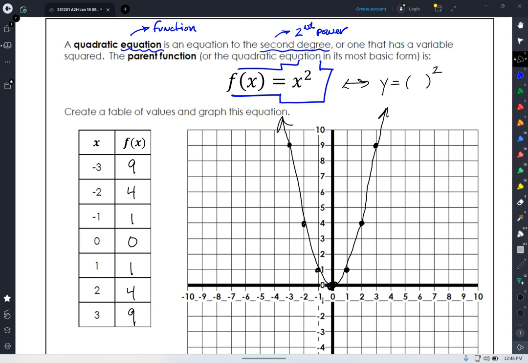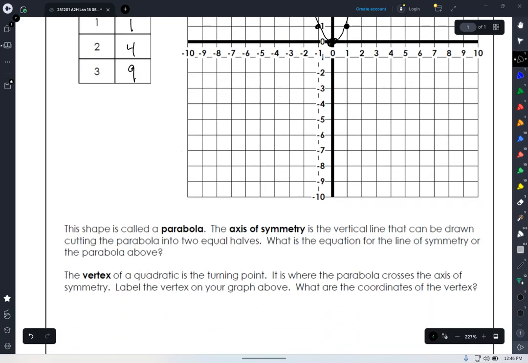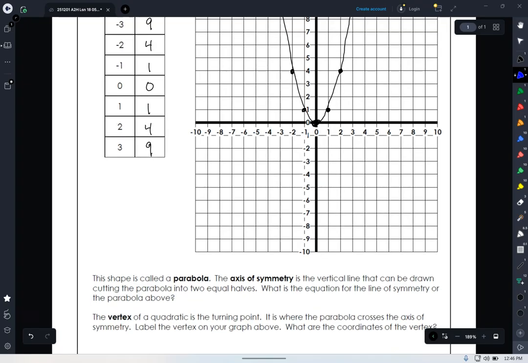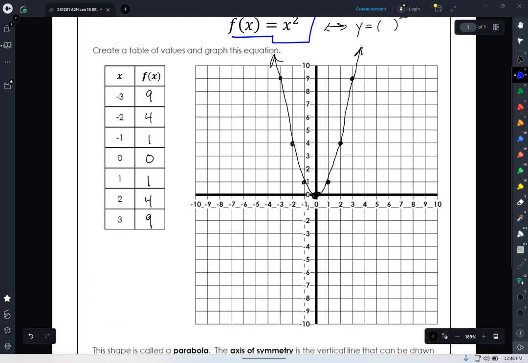Okay? All right, now, we're going to come back and talk about something in just a second, but let's talk about what this shape is called. So this is a parabola. Okay? Now, the parabola is a symmetrical shape. Okay? So that means that it can be folded on top of each other, and it would line up exactly.